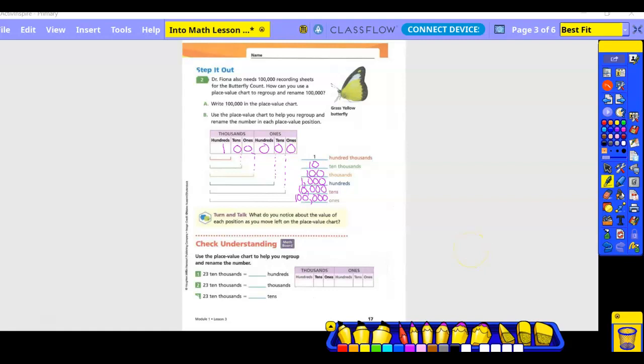Check understanding. Use the place value chart to help you regroup and rename the numbers. Okay, so 23 10,000s is the same as how many hundreds? So if I did 23 10,000, okay, so where would that go? It'd go here, right?